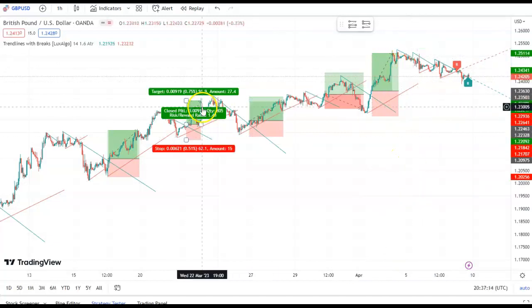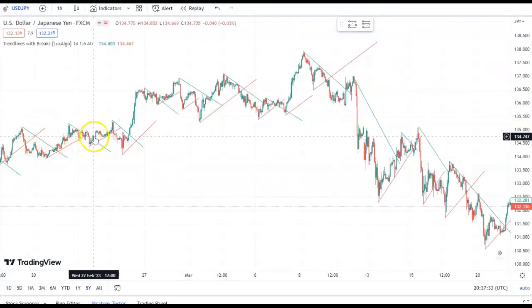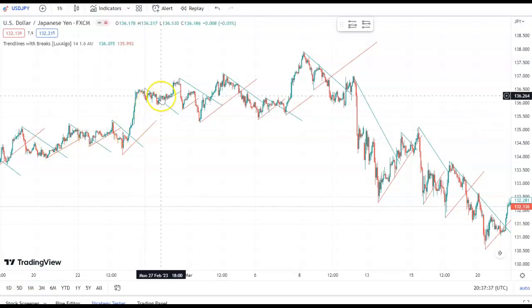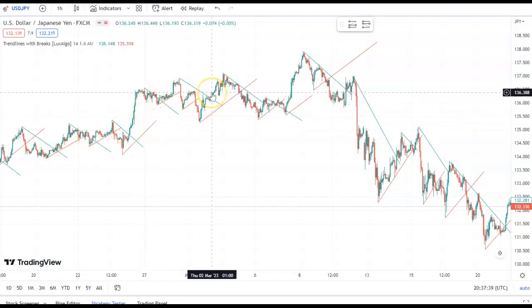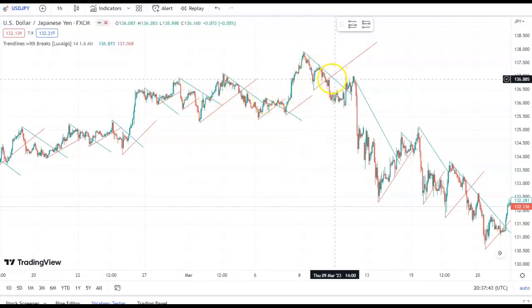Let's look at USD JPY as well. Here, according to the indicator, we were in an uptrend. So here we would have taken a long position. Here we would have taken a long position, and again here, and here, and here. And this is where it stops.